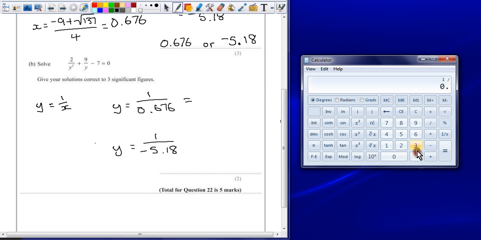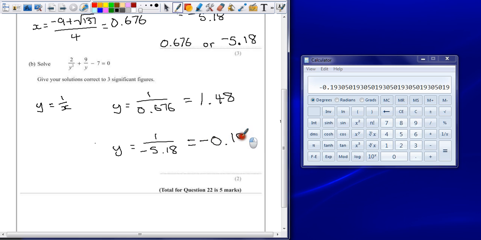1 divided by 0.676 gives us a solution of 1.479, or 1.48, to 3 significant figures. And 1 divided by 5.18, that's negative, equals negative 0.193. There will be some leeway in the accuracy of these answers because they expect you to use your previous answers to solve them.